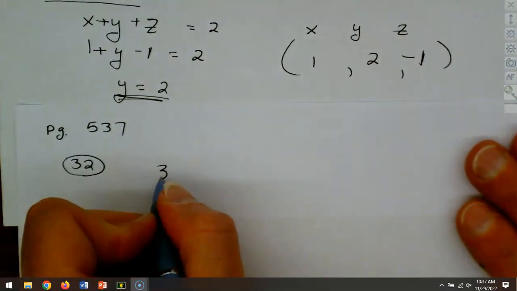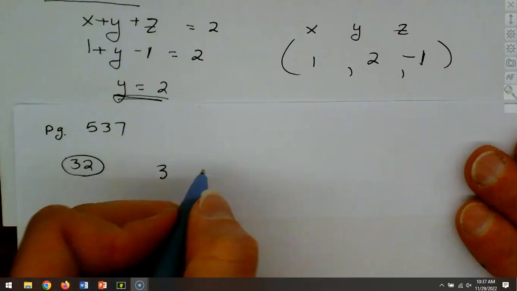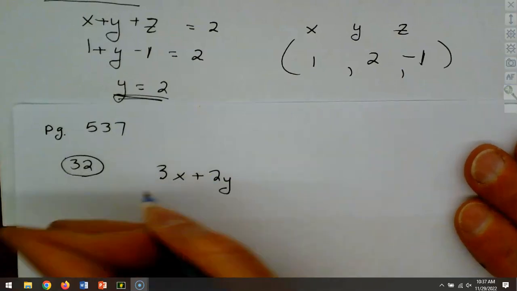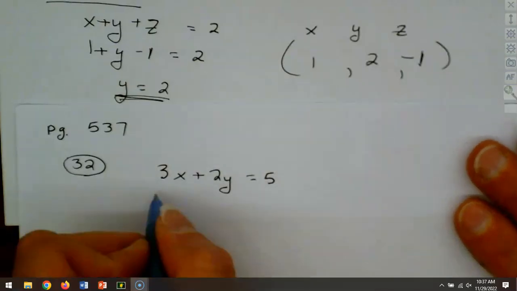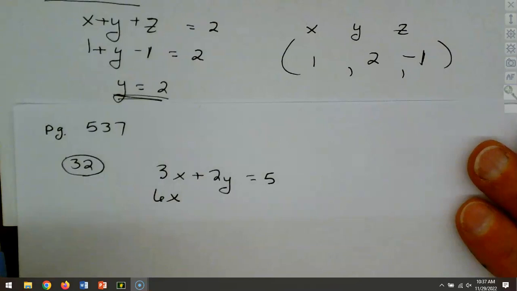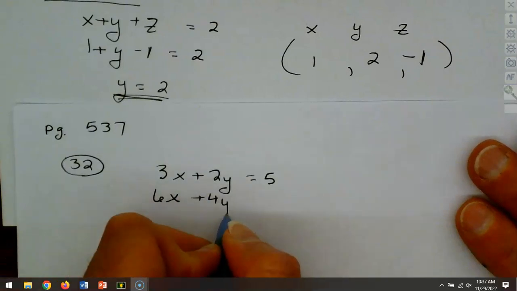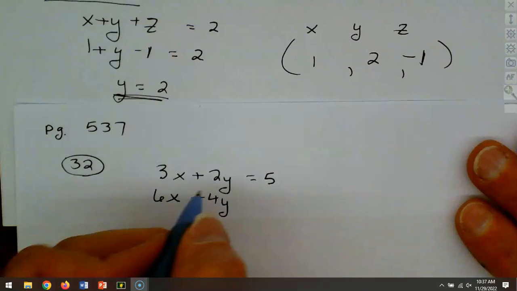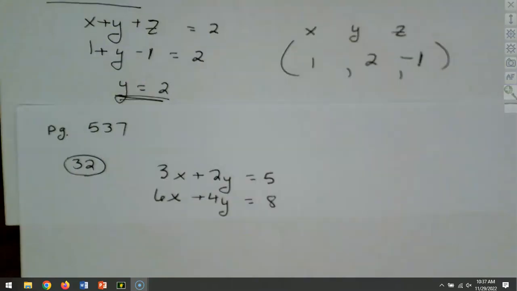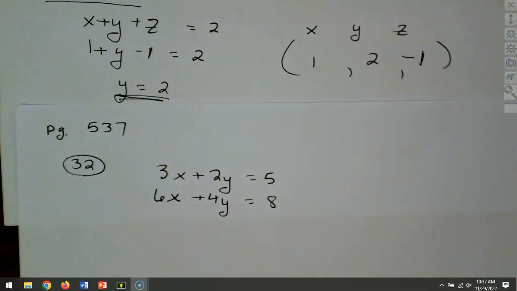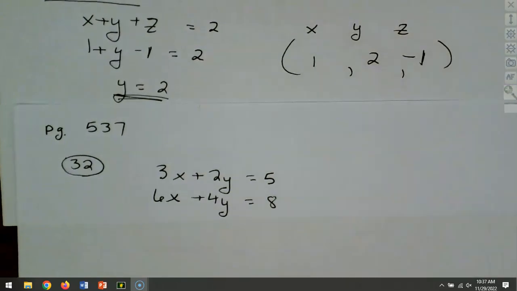And we've got 3x plus 2y equals 5. And we've got 6x plus 4y equals 8. And so I want you to solve this one. Now, this is going to be like a contradiction. It has no solution. And let's see why it has no solution.